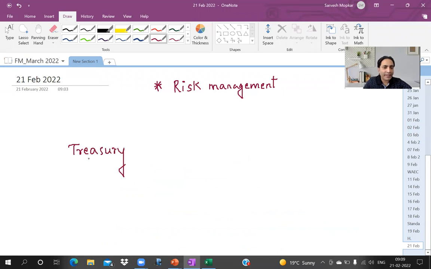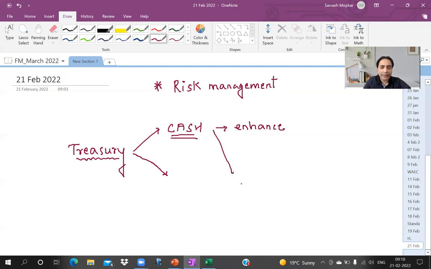let's imagine, I give you a charge, I give you a responsibility of protecting the treasury. So first of all, we know what is treasury. Treasury means basically cash, resources, especially cash, cash in bank, cash in a bank account, money, basically money. Okay. So a treasury manager works on two fronts. One, to enhance the cash, to increase it, to manage it. And second, also to protect it.